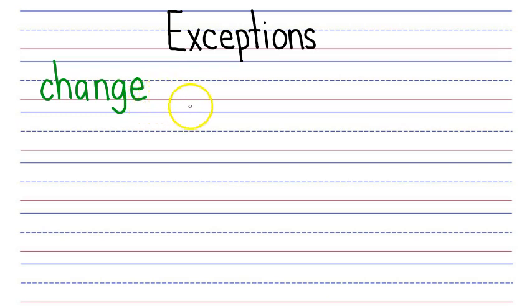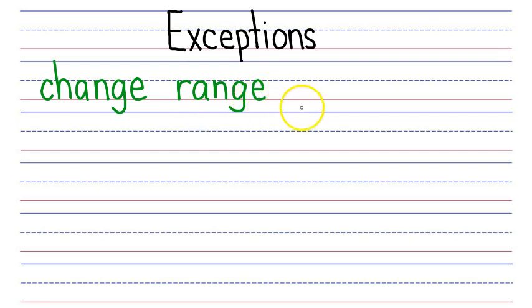Change. Next word, range. We have an R that says R, an A that needs to make a long A sound, an N that says N, a G that says j, the second sound of G, a silent final E, and the E jumps over two consonants to help that A make a long A sound. R, A, N, j. Silent final E, range.